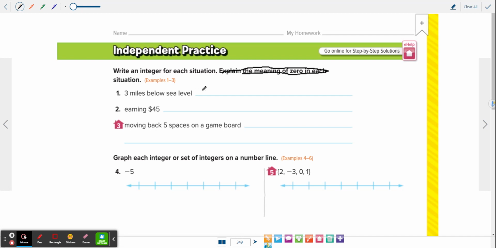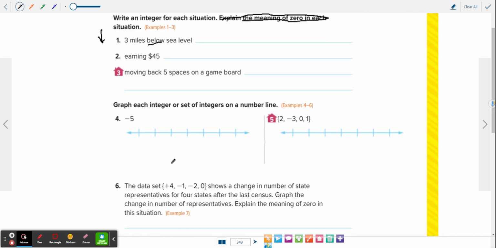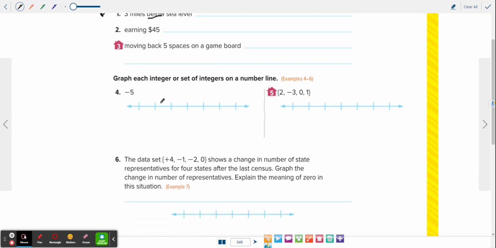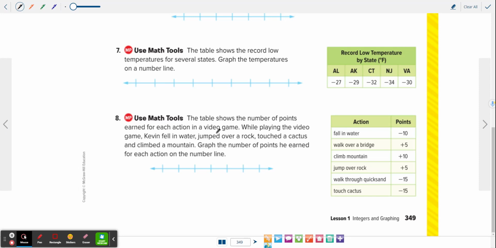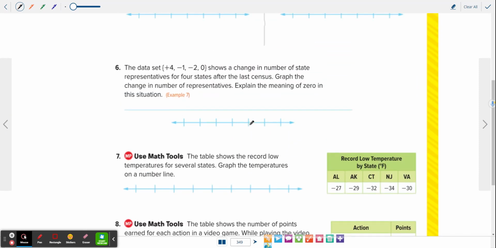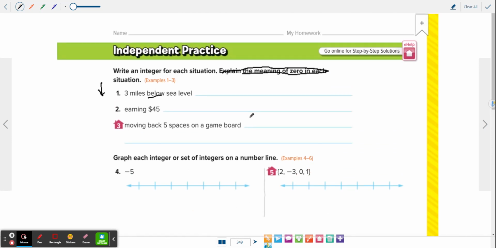So 3 miles below sea level, your key word is below, to know that that's down. Okay. Earning $45. Earning means up. Moving back 5 spaces, there's your clue. Then you're going to be putting these on the number line. And on this one, you're going to be putting these on the number line. Okay, so all you're doing is 1 through 8 for today.